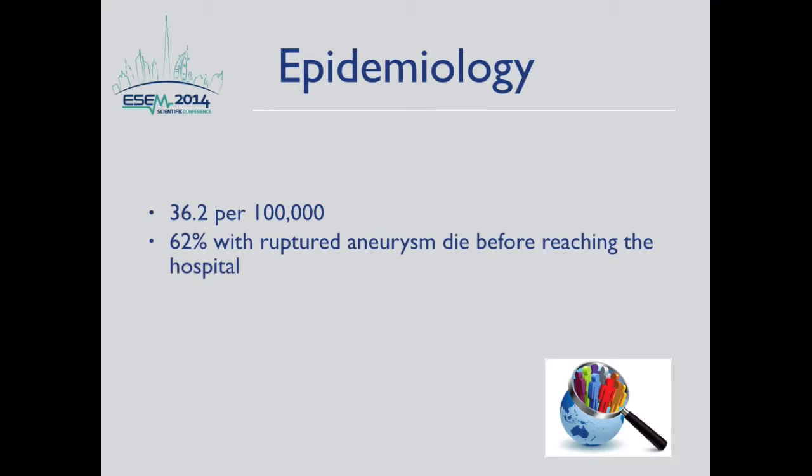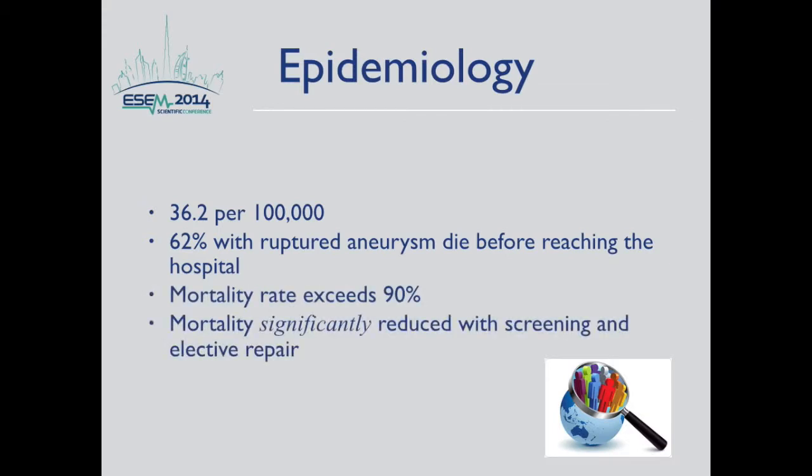The incidence of abdominal aortic aneurysm has been reported to be as high as 36.2 per 100,000 and is increasing. Up to 62% of patients with ruptured aneurysm die before reaching the hospital, and the overall mortality rate is close to 90%. Mortality is significantly reduced with screening and elective repair.